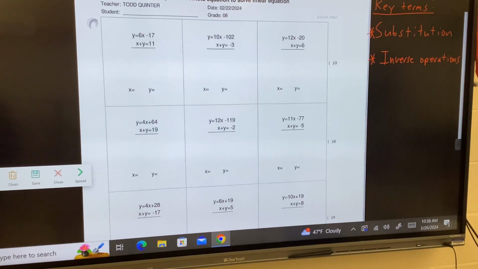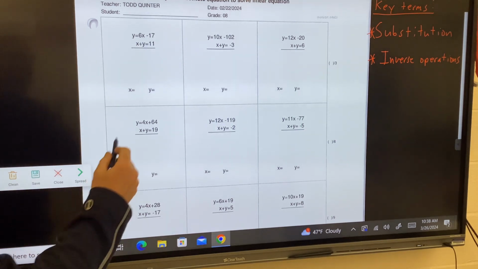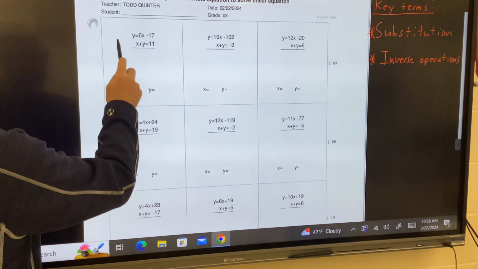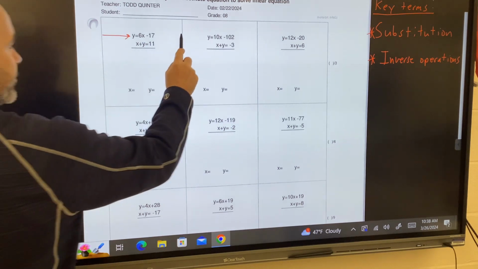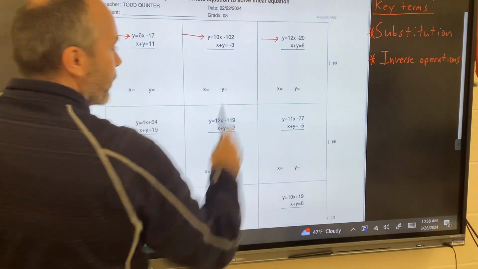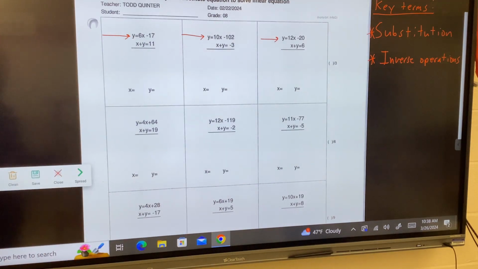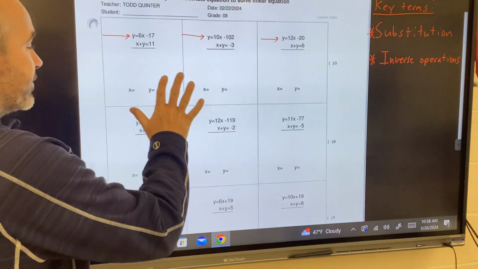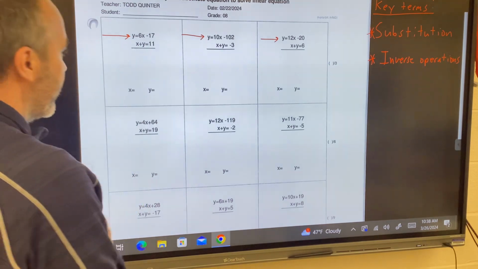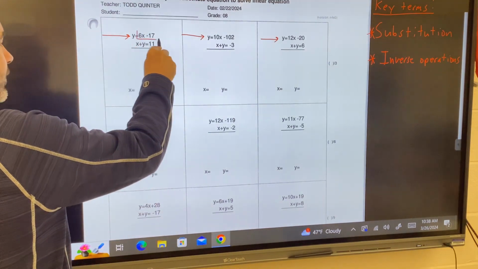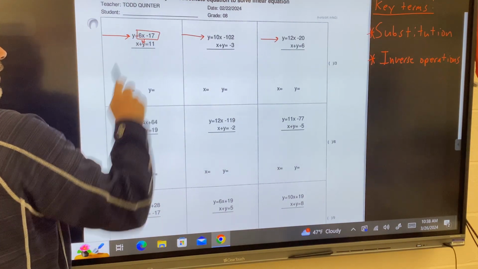Today's math topic is substitution to solve a linear equation. If you notice the setup for all of these, the top equation is already solved for y. Because the variable is by itself in that situation, we are allowed to substitute what y equals in for y anytime we see it.